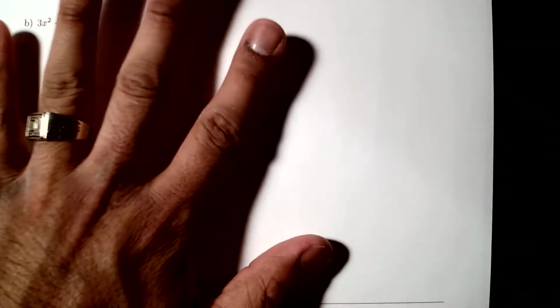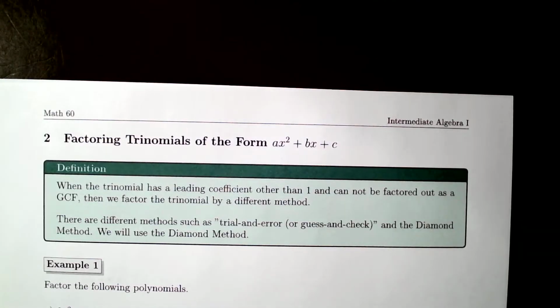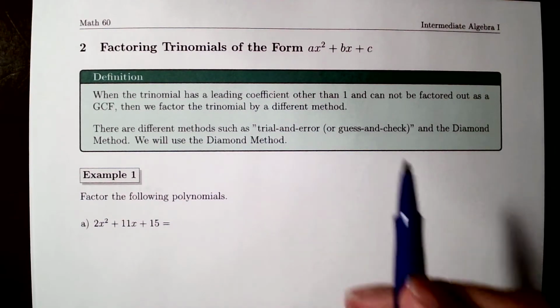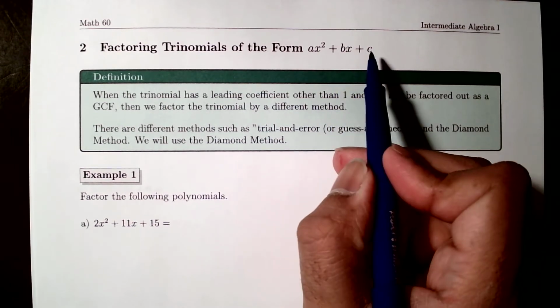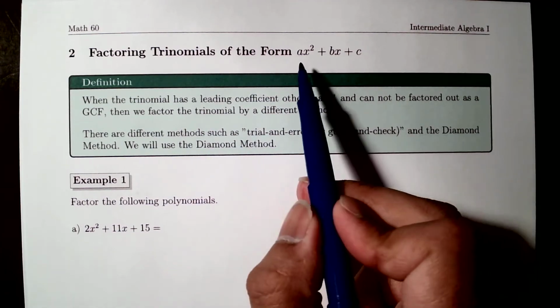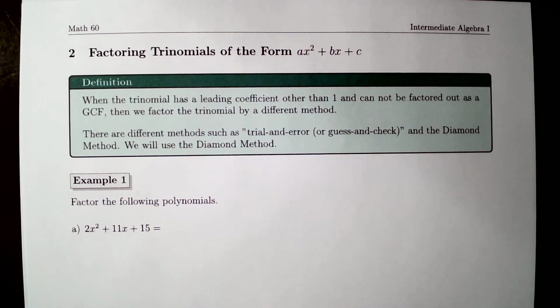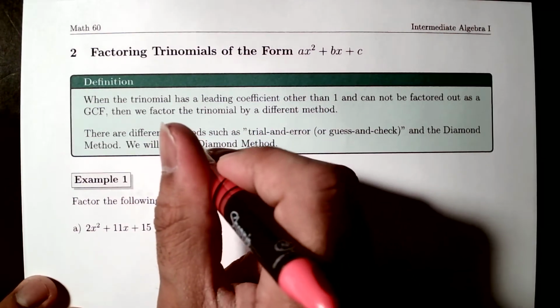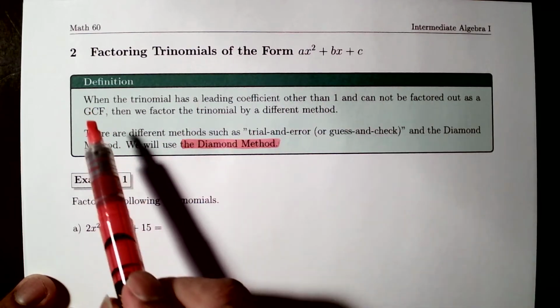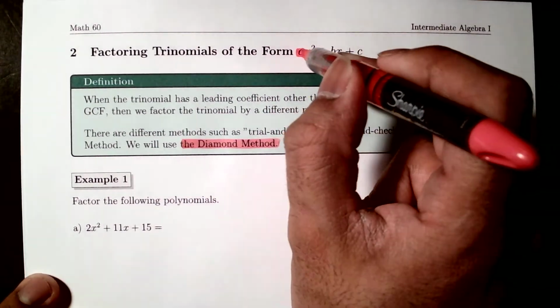Alright, let's move on to the next topic, which is factoring trinomials of the form ax squared plus bx plus c. And in this case, a is not a GCF as opposed to the previous example. So we're going to use a method called the diamond method. There are many ways to factor polynomials of this form.